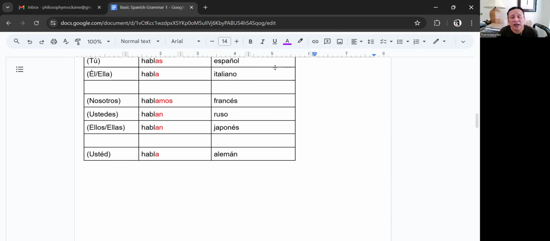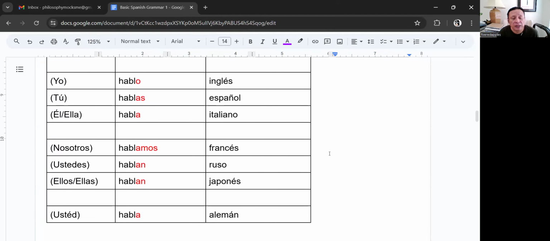Nosotros hablamos francés. I want to make this bigger. There we go, I should have done this earlier; I thought the whole page didn't fit. Okay. Nosotros hablamos francés. We speak French. Okay. Ustedes hablan ruso. This one's maybe a little trickier, but not difficult. You guys speak Russian.